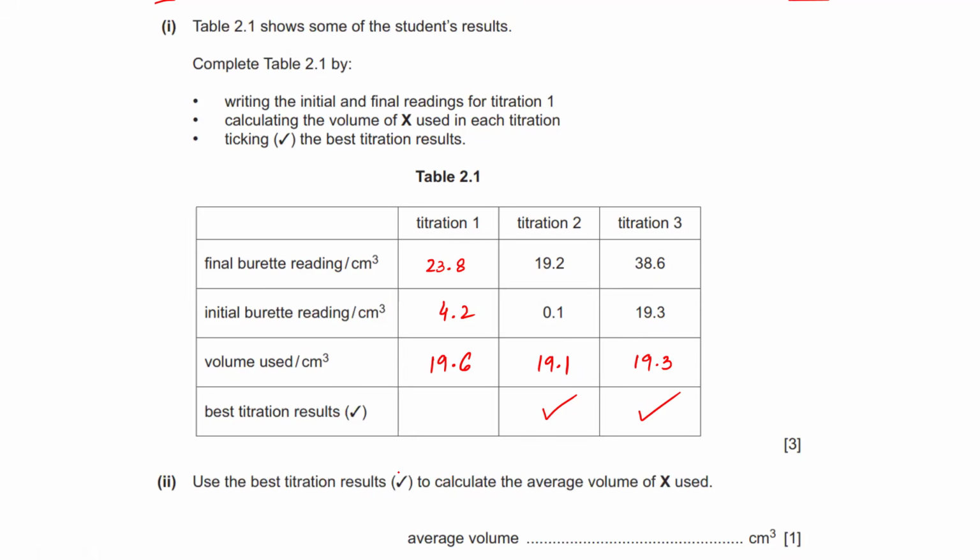Then in part 2, it says use the best titration results to calculate the average volume of X used. So just calculate the average value. There are two values. So the average will be 19.1 plus 19.3 divided by 2, which comes out to be 19.2. Remember, it's centimeter cube. So the answer will be 19.2 centimeter cube. So this will be our average value.